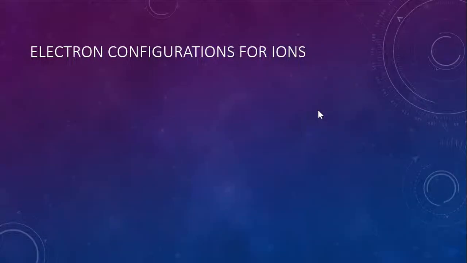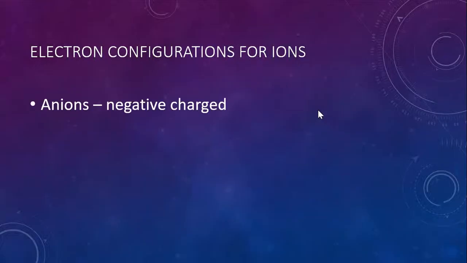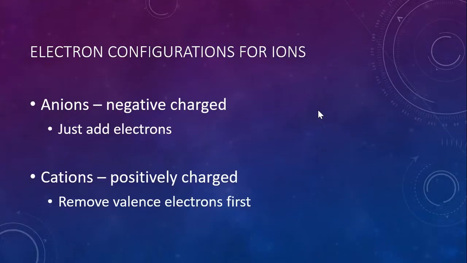Last piece of this lesson is about electron configurations for ions. So I'm going to remind you that there's 2 types of ions. There are anions, which are negatively charged, and there's cations that are positively charged. In order for something to become an anion, it has to add electrons. In order for something to become a cation, we have to remove an electron. And here's where it gets tricky, weird: you have to pull the valence electrons first. I'll show you a couple examples, but the valence electrons go first.